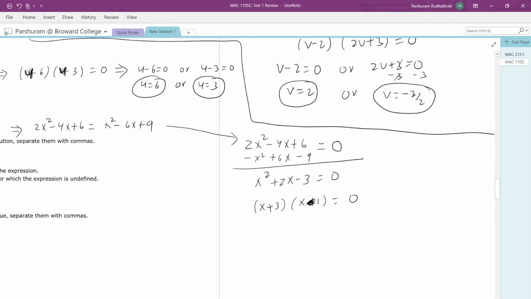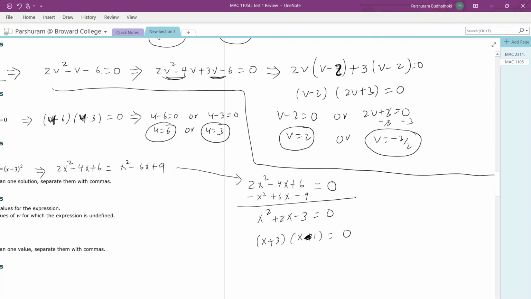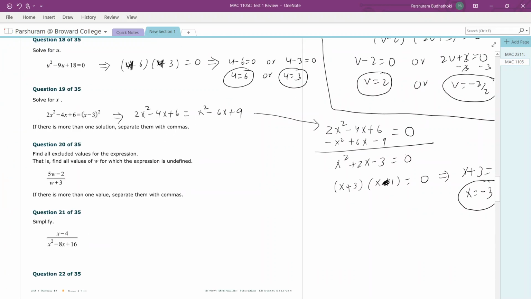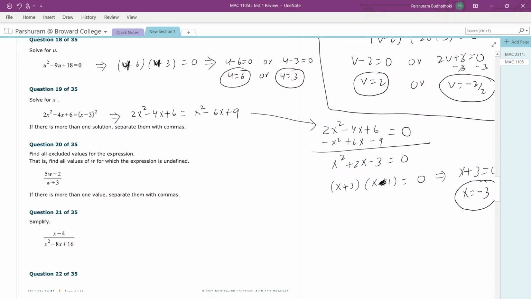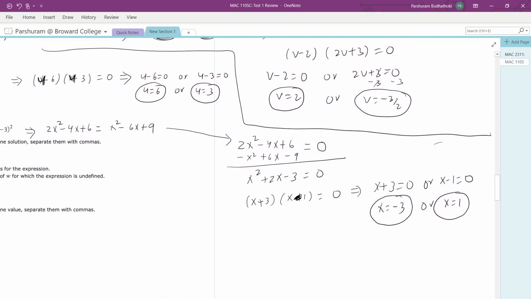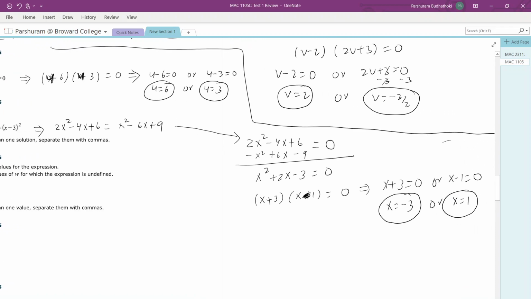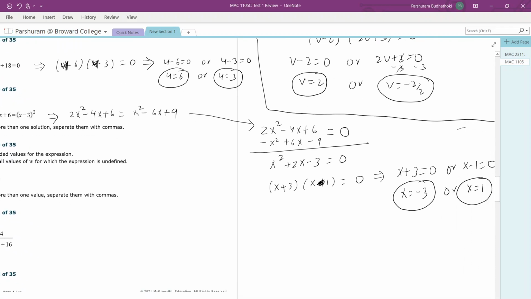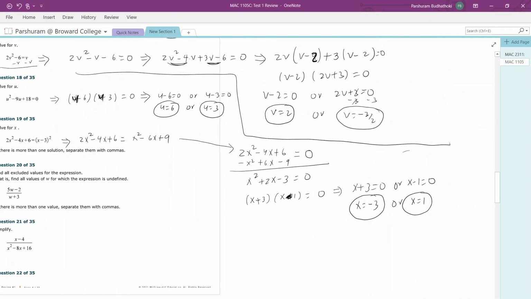So now I can use the zero product property, and I can say either the first factor is 0 or the second factor is 0. So that means either x is negative 3, that's the first solution, or x is positive 1, that's the second possible solution for problem 19. Okay, so when you write the solution here, it's negative 3 comma positive 1. These are the two solutions for problem 19.